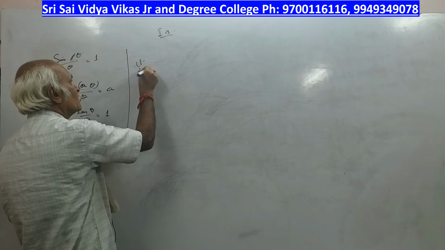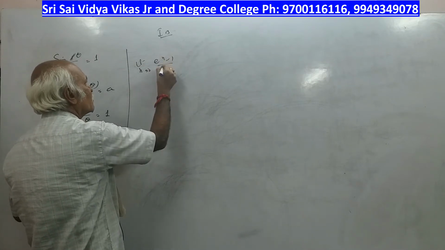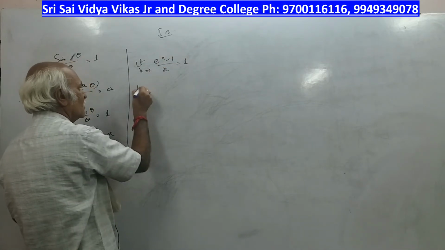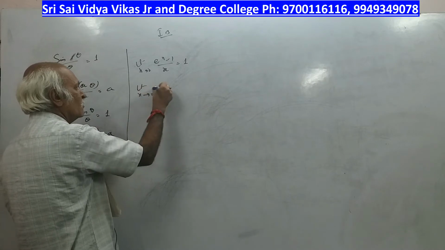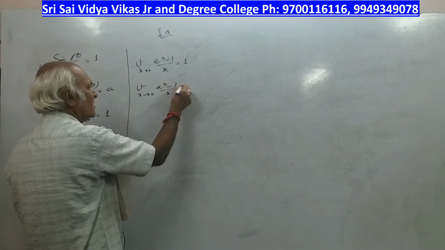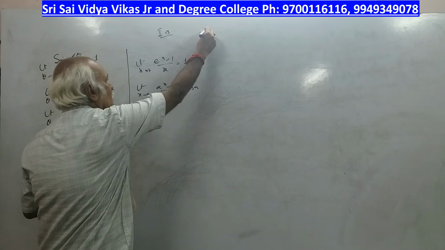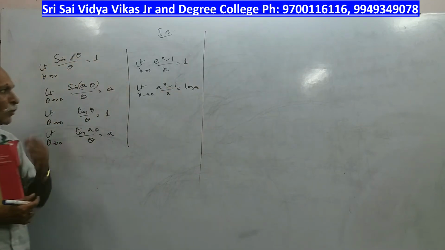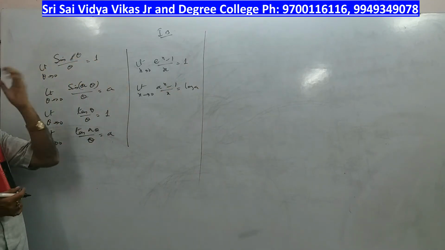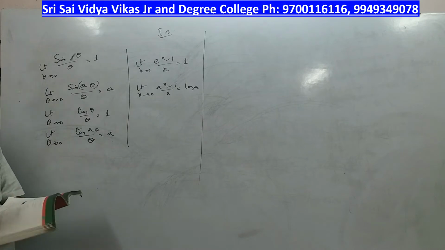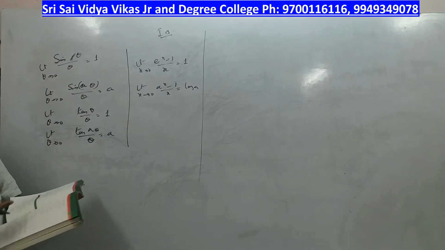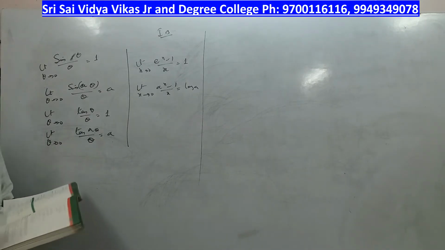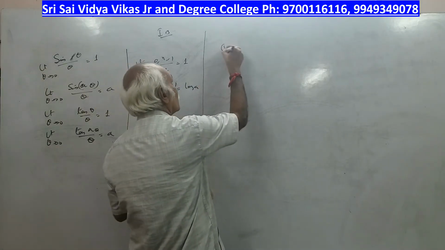Next, limit x tends to 0, e power x minus 1 by x is equal to 1. Limit x tends to 0, a power x minus 1 by x is log a. We will be applying these formulas for these problems, so you have to remember them. Wherever it is possible, we will apply this formula. Wherever it is not required, we will not use it. Right. Next, first problem.